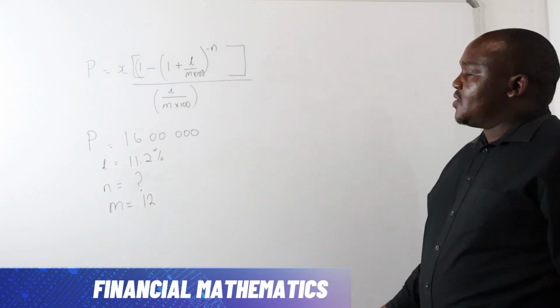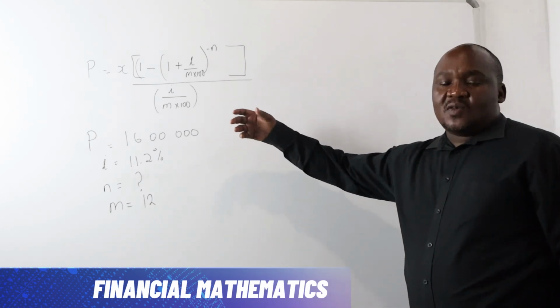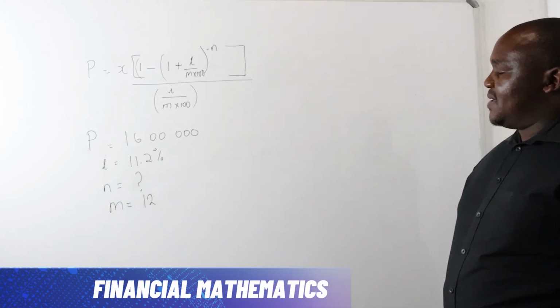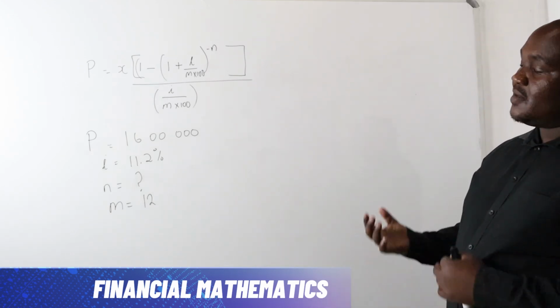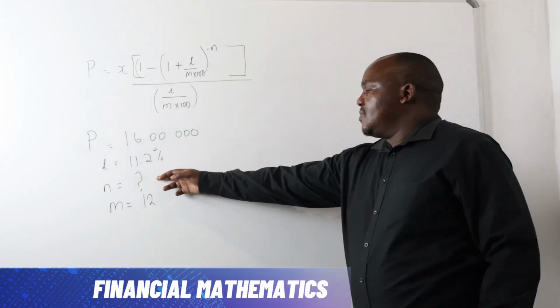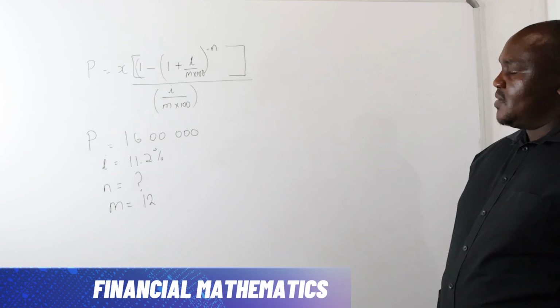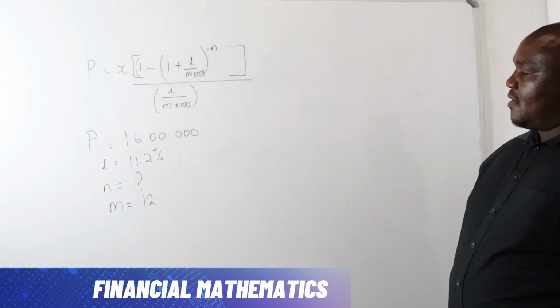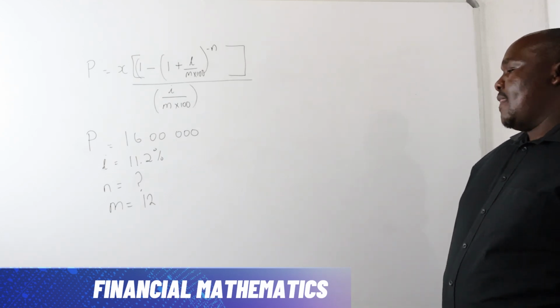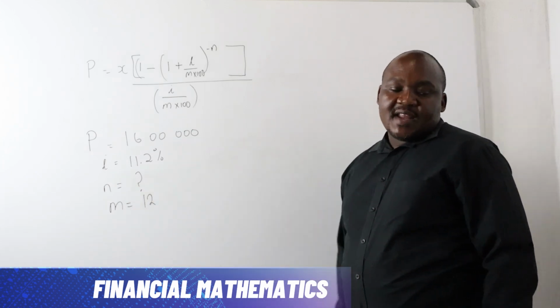In this question, we are told that Tino wins a jackpot of 1.6 million. He takes the whole amount and invests it into an account which gives him 11.2% interest, and we are told that it's compounded monthly.